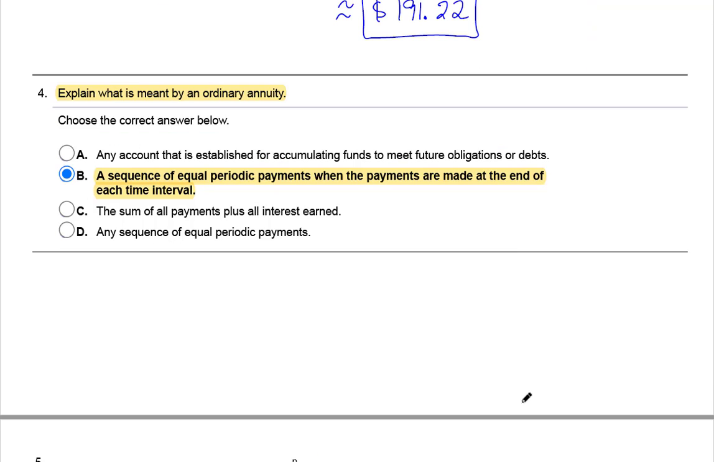Question 4. What do we mean by this ordinary annuity? Well, we make some equal periodic payments when the payments are made at each time interval. For example, you make a car loan, a house payment. It's done typically on a monthly basis where you make a payment.